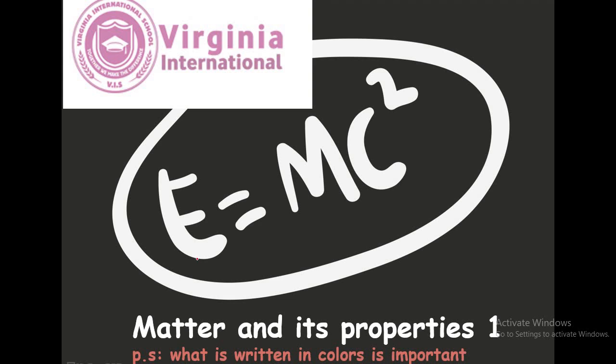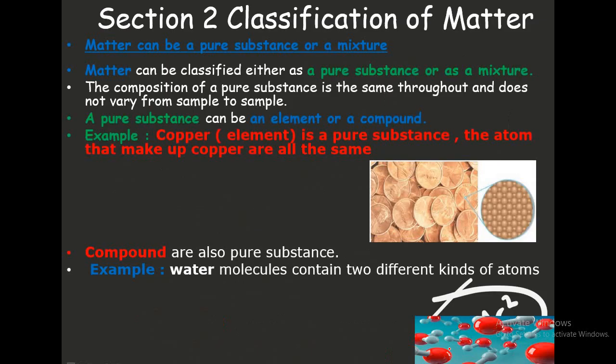Today we are going to take chapter 1, matter and its properties, section 2, classification of matter. Matter can be classified either as a pure substance or a mixture. So any matter can be either a pure substance or a mixture. What is the difference between pure substance and mixture?